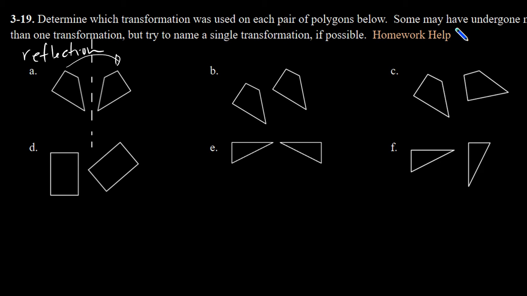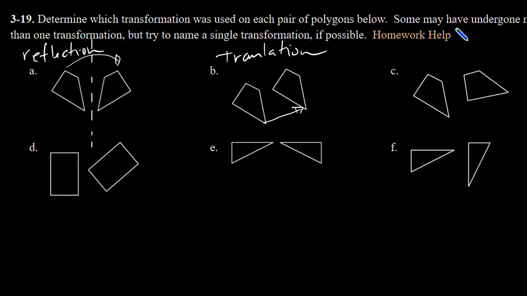The next one to me looks like it's just a translation, right? I can see this point is translated by this vector. And this vector is the same vector that's used everywhere to push this trapezoid along. So I think this is just translation by this vector. There doesn't appear to be any rotation or reflections that happen. So this is a translation.